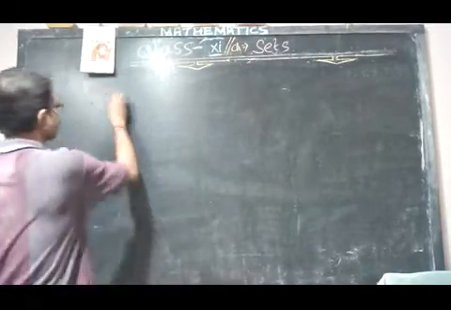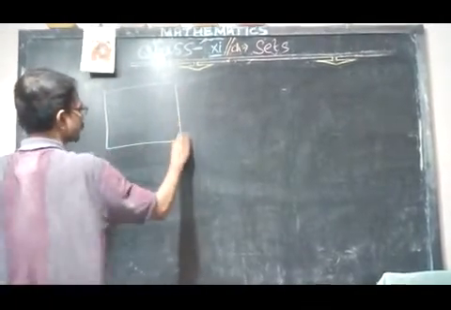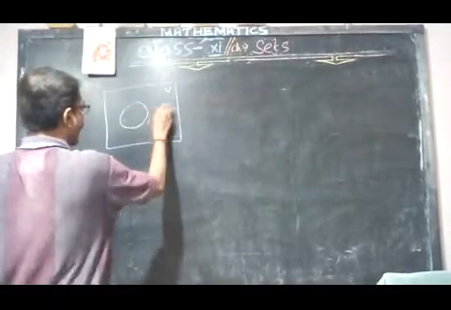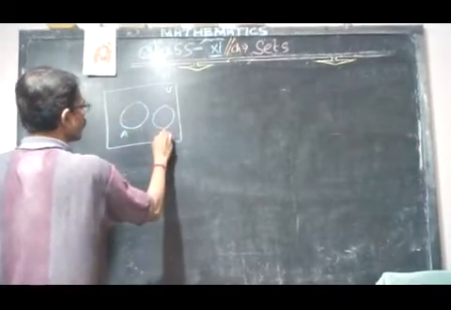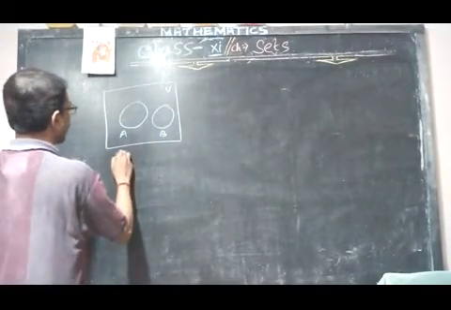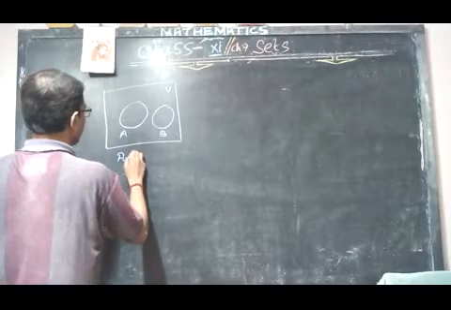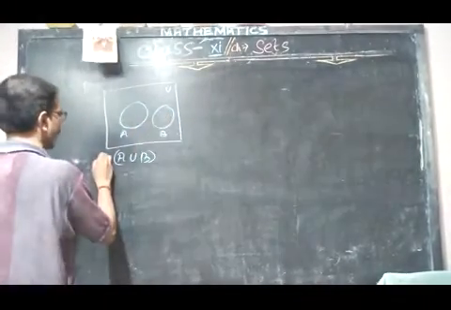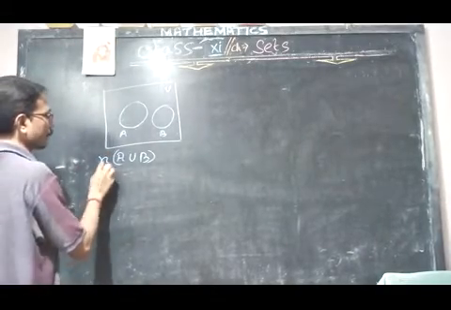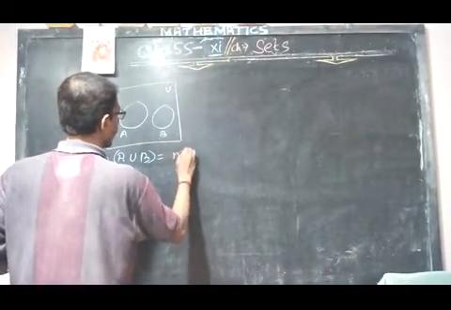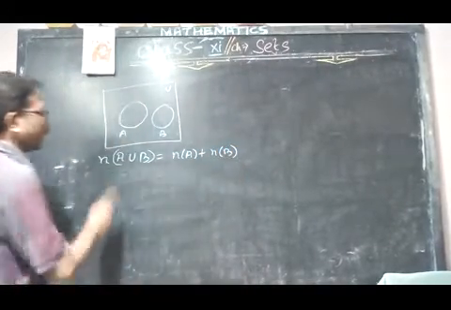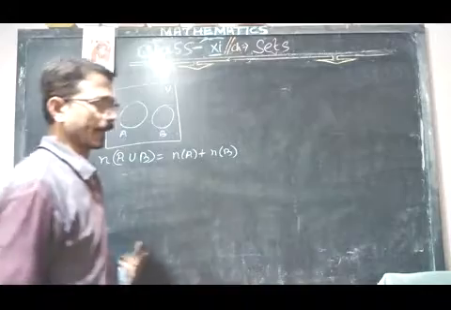Now suppose it is a universal set. Here A and B are two disjoint sets. So here A union B, if there are n number of terms in A and n number of terms in B, then the total number of terms in A union B equals n(A) plus n(B).